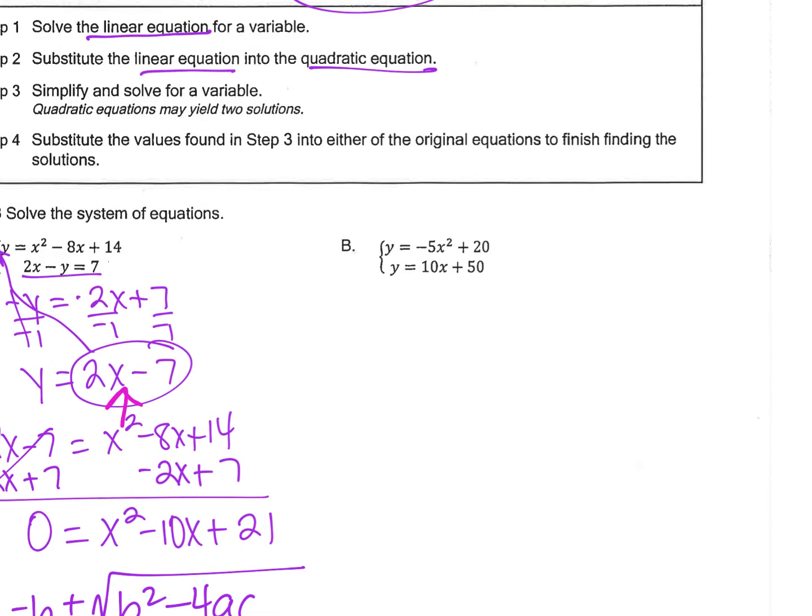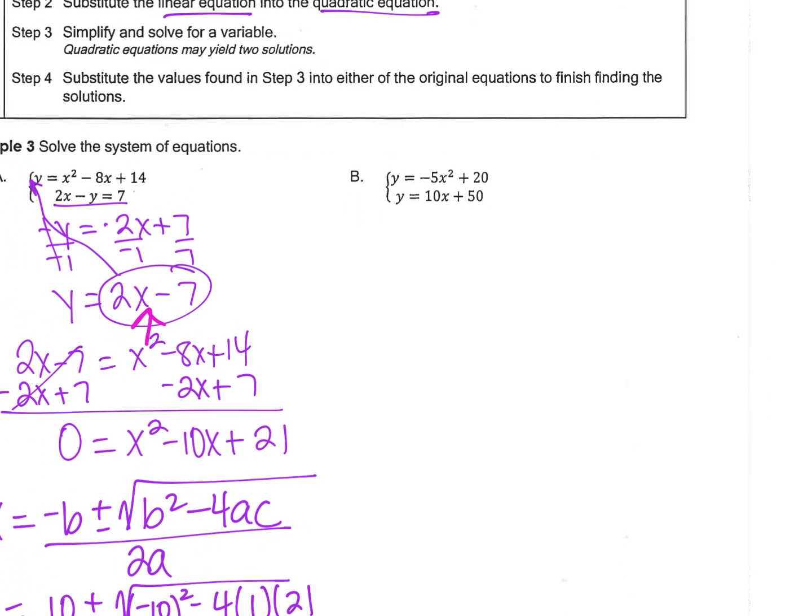Okay. All right, so now on this one, we're going to substitute our linear one into the quadratic. Notice this one's linear. It's already got y by itself, so I'm just going to go ahead and substitute it in for the y. So 10x plus 50 equals -5x squared plus 20.